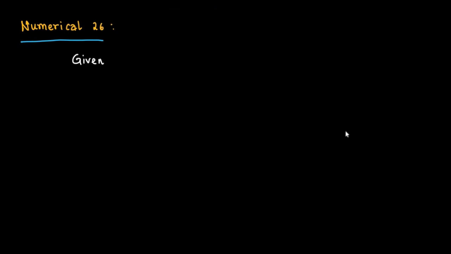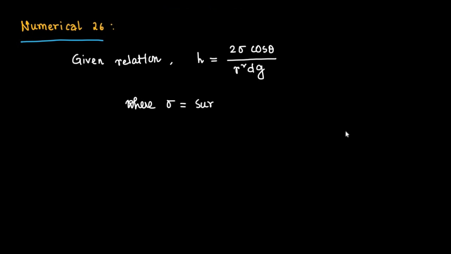Numerical number 26, chapter dimensional analysis. Given relation: H is equal to 2 sigma cos theta divided by r square dg, where sigma is the surface tension of liquid.